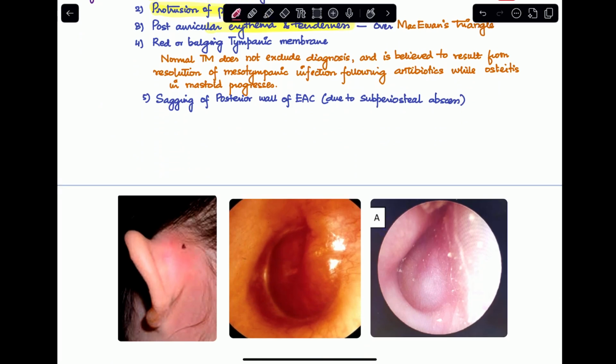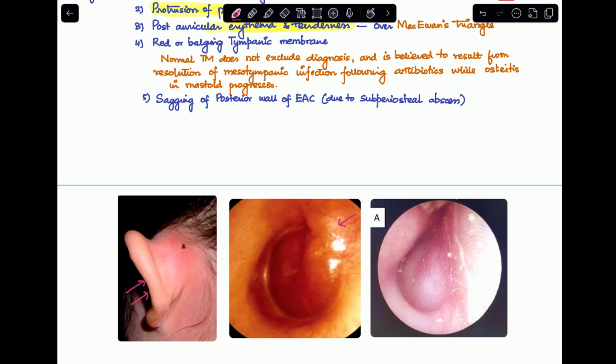The first image over here, I have already discussed, the pinna getting pushed forward and the tenderness and erythema over the McEwen's triangle. The second image over here is showing the presence of a very reddish bulging tympanic membrane. It's also not necessary that you always see a reddish bulging tympanic membrane. You can also see a normal tympanic membrane, and that does not exclude the diagnosis of acute mastoiditis.